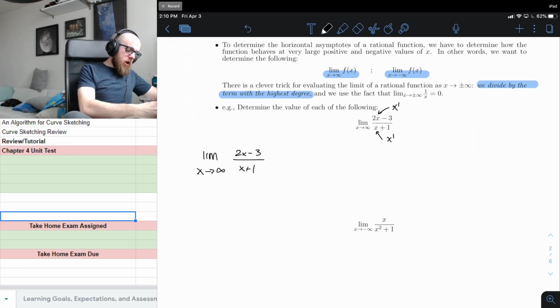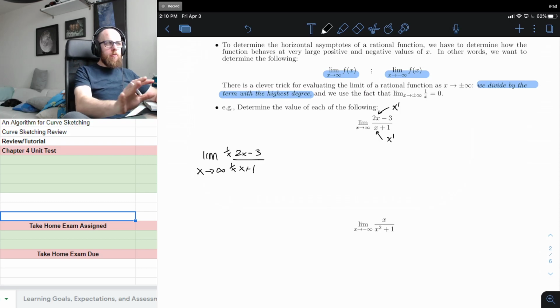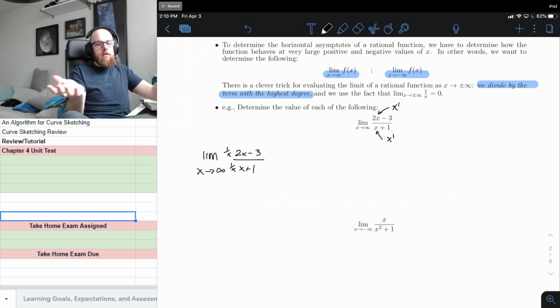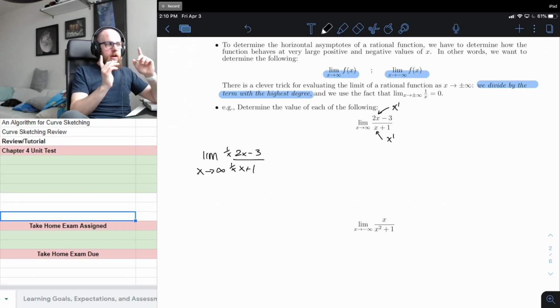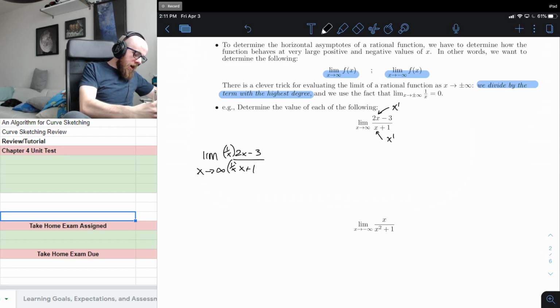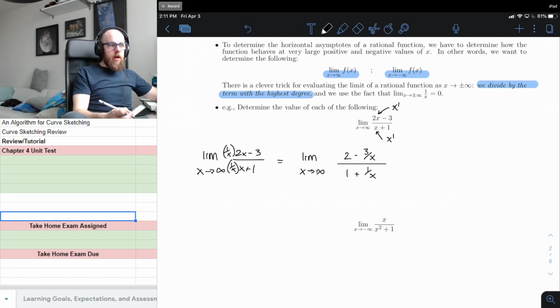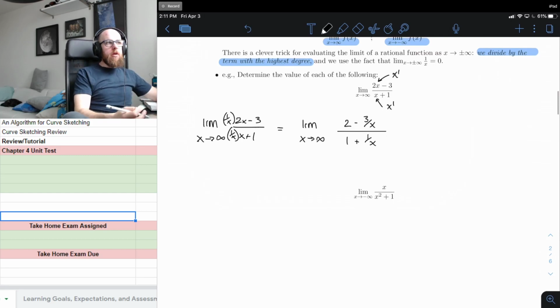And so what we're going to do here is divide everything. We're basically multiplying by 1 over x in both the numerator and the denominator, okay? And we'll see why we're doing this in a second. Right now it just seems kind of random, but it'll make sense in a second. If I multiply both the numerator and the denominator by 1 over x, I'm not changing the function at all. And so I get the limit as x goes to infinity of 2 minus 3 over x, over 1 plus 1 over x. Okay? And so now we can use a whole bunch of our limit rules.